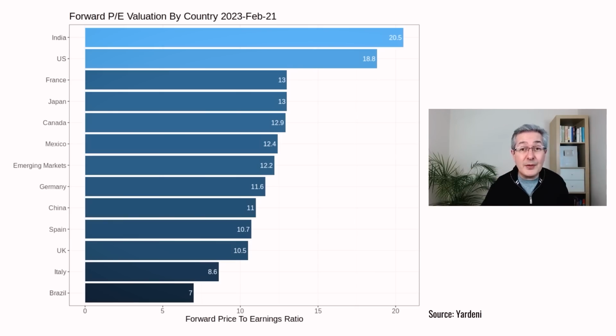you can see that the two countries which come out way on top are India, which has almost a 21 times forward price to earnings multiple, and the US, which is just under 19 times forward earnings. There's a very large gap between those two and the next most expensive country, which is France, Japan, Canada, and so on. Now, one consequence of being expensive is that it tends to reduce the long-term returns after that expensive point. And this is what's feeding into Vanguard's forecasts.